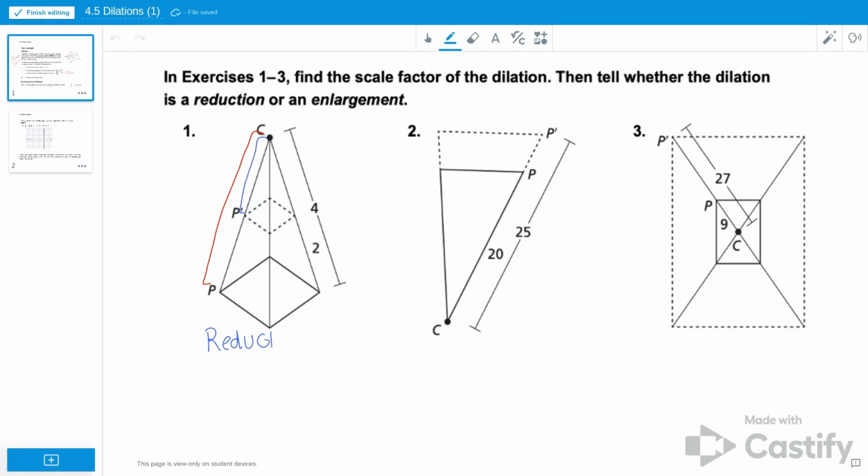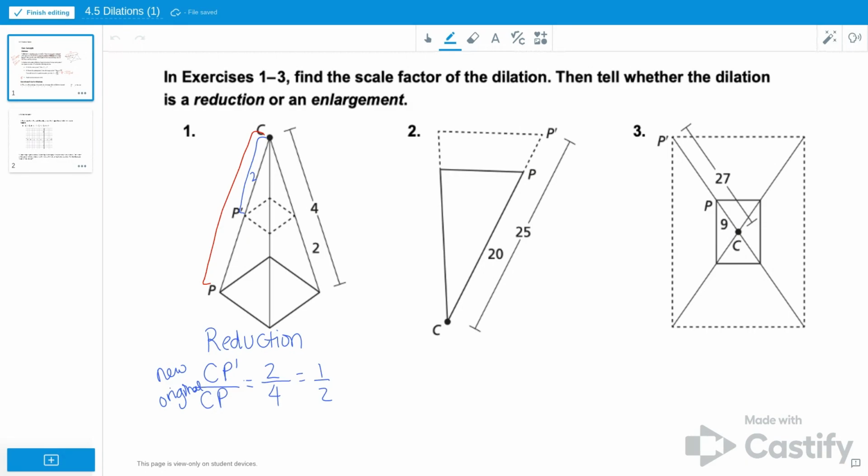And then to find your scale factor, it's your new divided by your original, or it's CP prime over CP. So again, new, original, just because you might not always use letters C and P. So that would be, if this whole thing is 4, this piece has to be 2 as well. So it would be 2 over 4, which is 1/2.